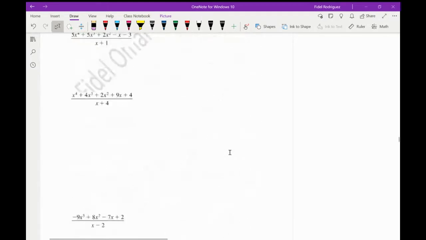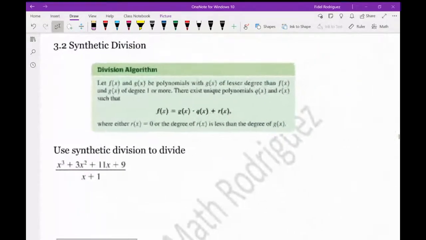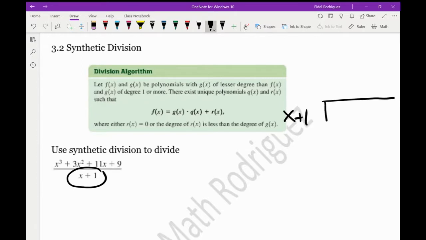So let me come back over here, and we're going to do 3.2, which talks about this thing called synthetic division. And so I'm going to show you how we can do synthetic division. I'm going to show you what we call long division, and then I'm going to show you what we call synthetic division. Okay, so first what I'm going to show y'all is using what we call long division. So long division, y'all, is exactly that. Look what we're dividing by. We're dividing by x plus 1.